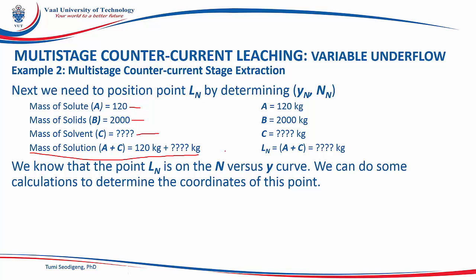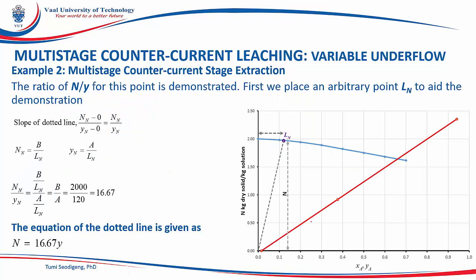If we were given the composition of the solution in the Ln phase, it would make it easier, because once you have that composition Y, you can find N, which you can use to do the calculations forward. But now we are given the actual mass of solute, which means that we will need to do a bit of calculations before we can get to finding the mass of solvent and the mass of solution. We know that point Ln is on the N versus Y curve. We can do some calculations to determine the coordinates of this point.